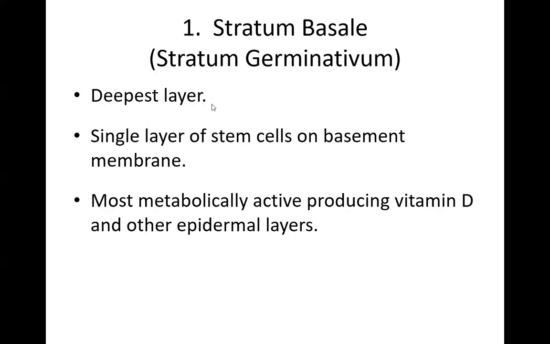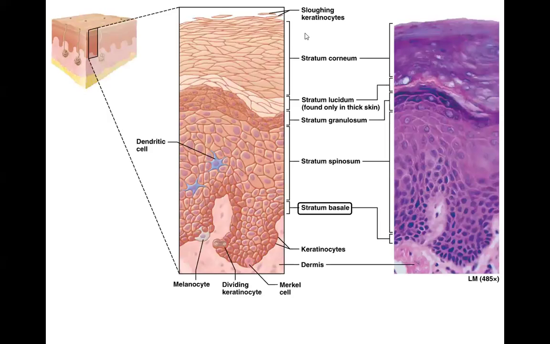The stratum basale, known as the stratum germinativum. This is the deepest layer. That's why they call it the base, stratum basale, because it's at the base. It is a single layer of stem cells on the basement membrane. It is the most metabolically active, producing vitamin D and the other epidermal layers. You see the sloughing. This is the sloughing of the keratinocytes or the dead cells.